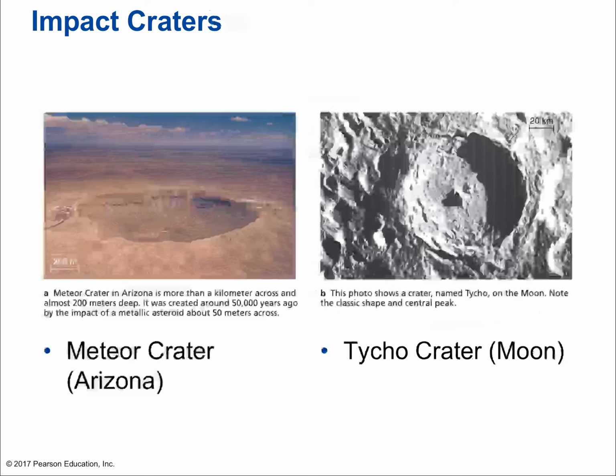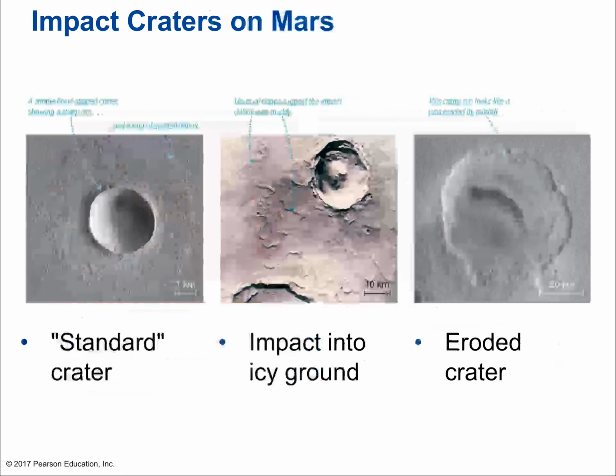Here are some examples of impact craters on the moon and Earth. Pretty cool. Here are some impact craters on Mars. Here's a standard crater, nice size there. Here's an impact crater on icy ground where we see some muddy behavior. And here we see an impact crater that was eroded. Clear cases of erosion. It looks like it would have happened from rainfall. So maybe there was rain billions of years ago on Mars.